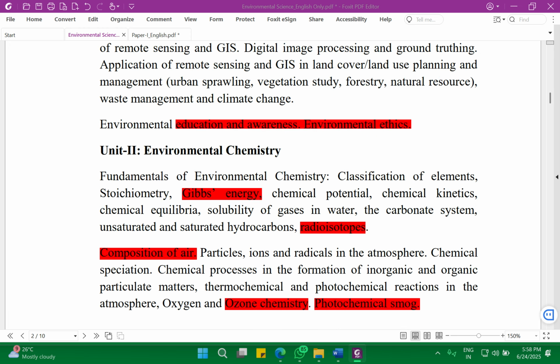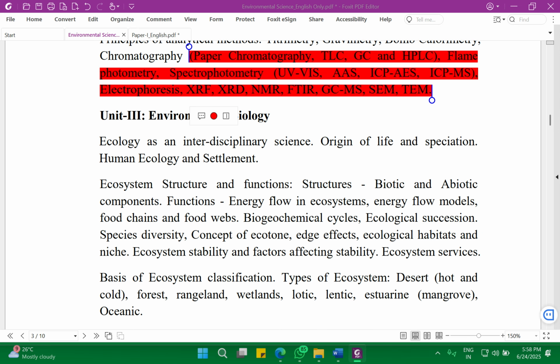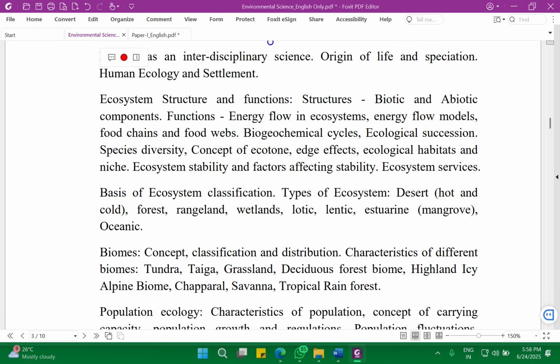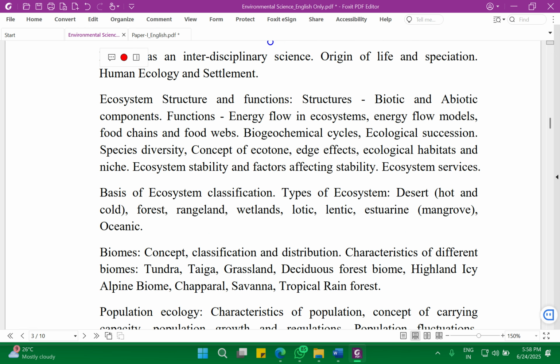Again, the highlighted parts in environmental chemistry are the expected questions. You can score minimal marks if you are studying only this. Then for environmental biology, you need to study all. Never ever leave anything from this. The ecological concepts never leave, because most of the questions, like I have said, around 25 to 30 questions may come from this unit 3 alone. Among that, most of the questions are from the ecological principles and ecological concepts.